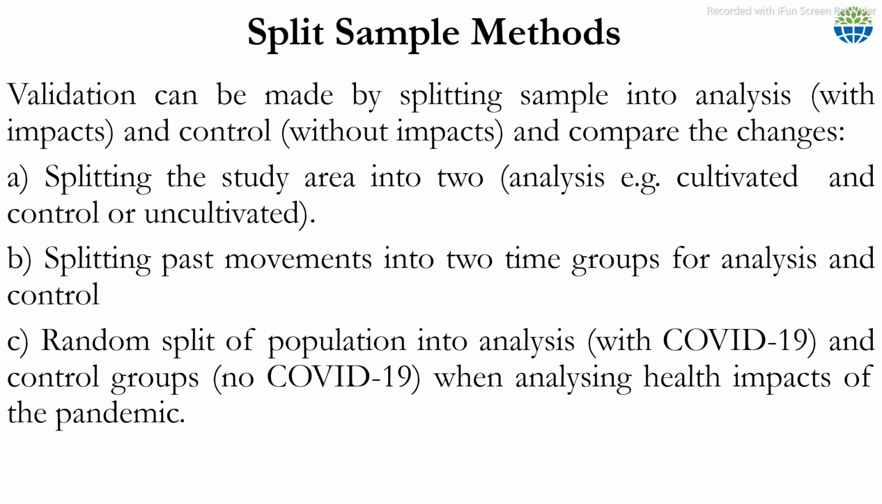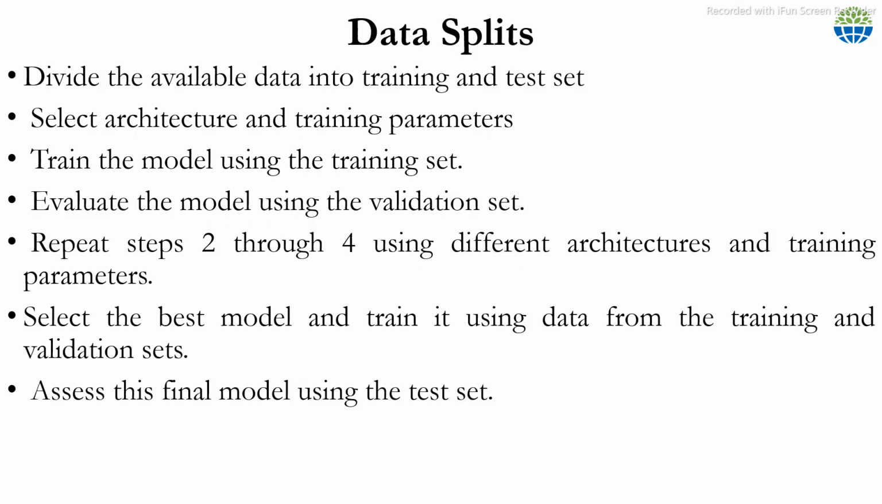This can be done by splitting the sample into analysis and control groups, then comparing the changes, like splitting the study into two variables, one cultivated and one uncultivated. The sample is split randomly into two groups for analysis and control. For example, the analysis population can be a COVID-19 population and the control one without infection, no COVID. So we can check this data, which can be divided into training and test data.